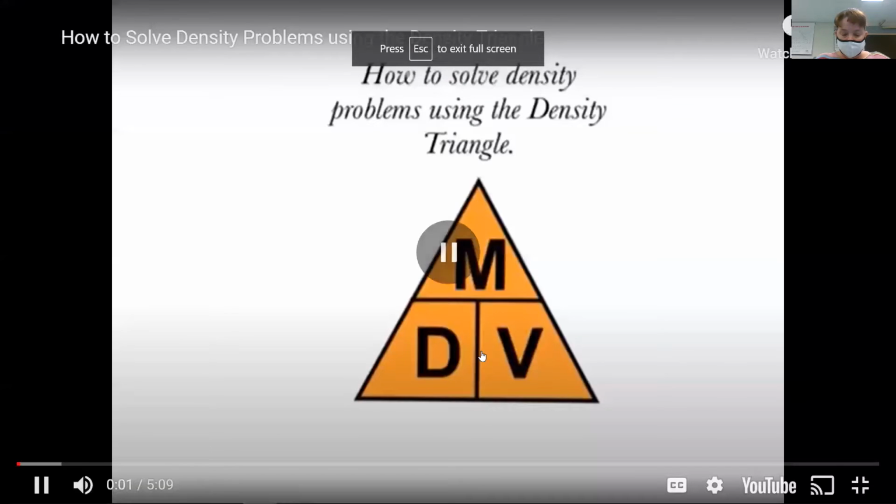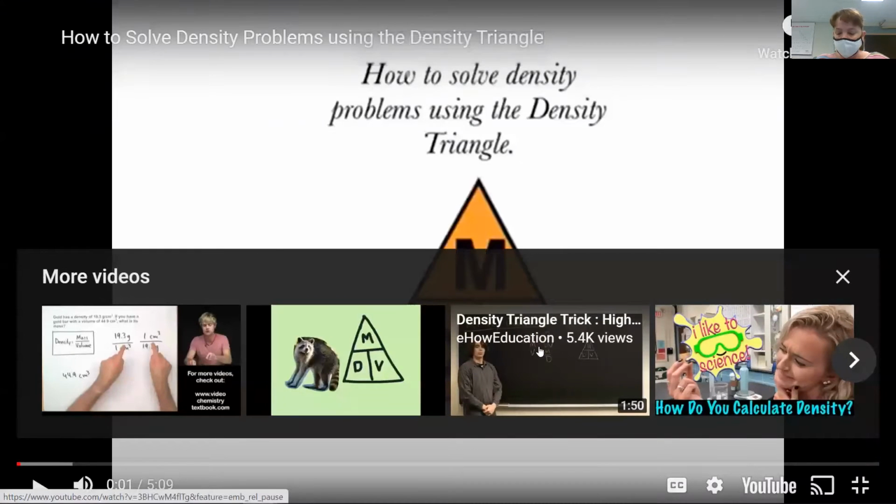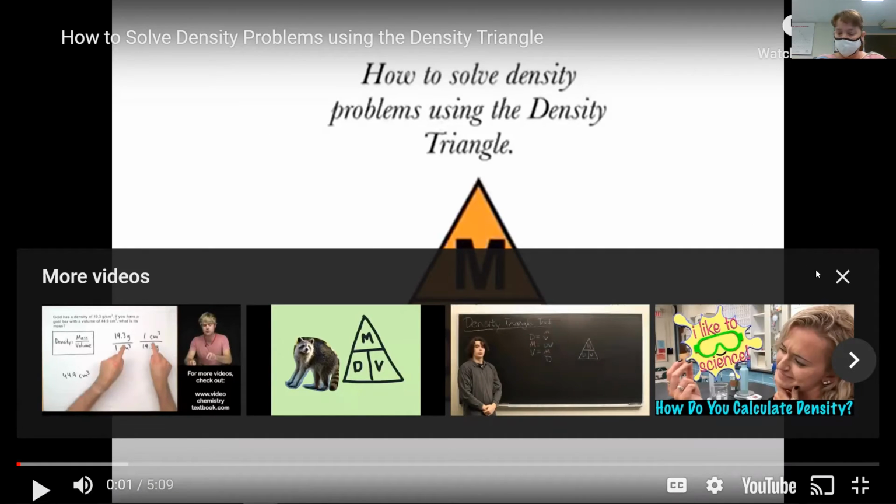How to solve density. Now, before I get too into this, a couple things. Number one, she doesn't pay attention to sig figs at all. Okay, so don't pay attention to that. Just pay attention to the setup. The second thing is, in a couple situations, there's some units missing. So we're going to pause and talk about those a little bit because the units are very important.